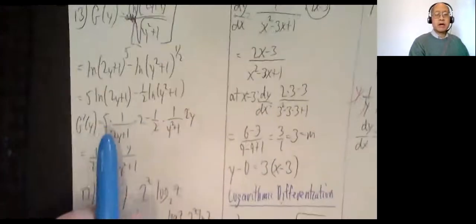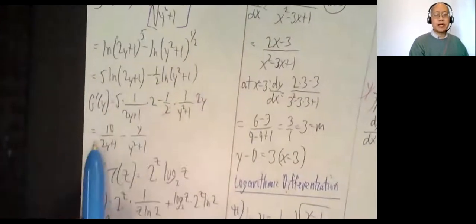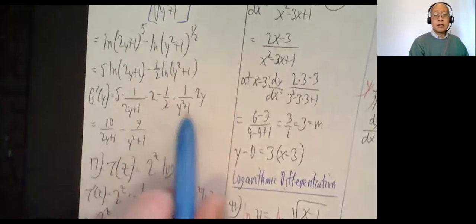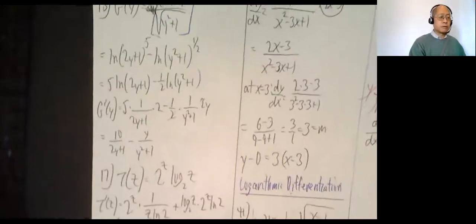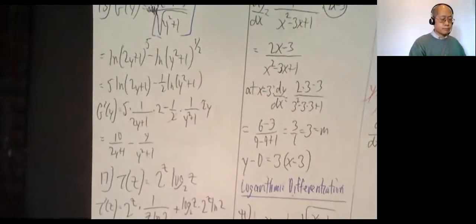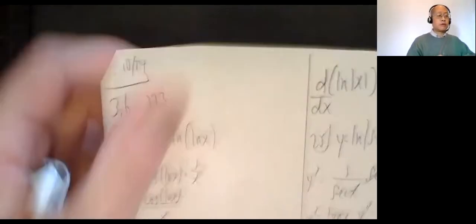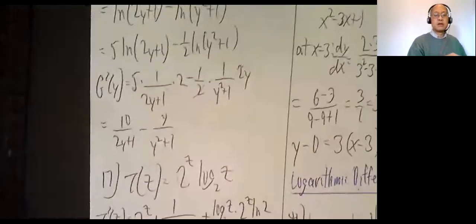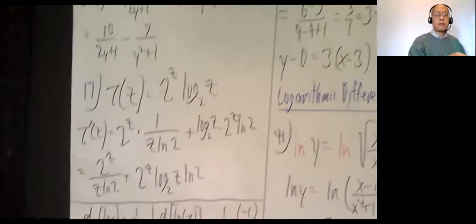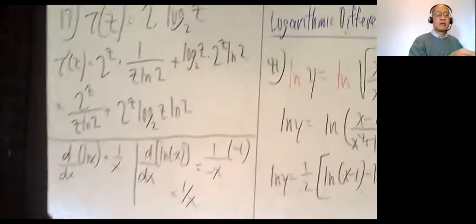Okay, and then just clean it up. On top, I have 5 times 1 times 2, which is 10. And let's see, I have negative 1/2 times 2, the 2 cancels out. So y over y squared plus 1. Okay, and let me raise it up again for focusing purposes, in case what I showed you was too blurry. Some more here. I'm about to do 17 and some other stuff.